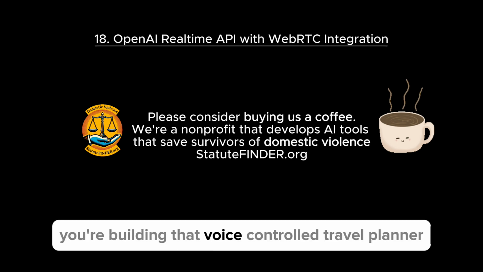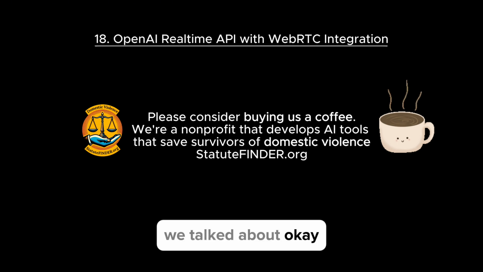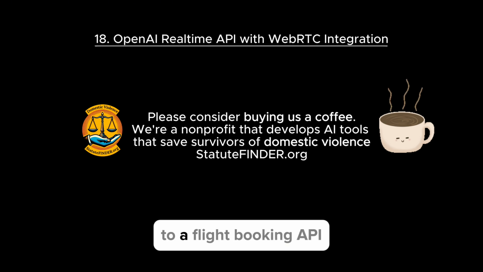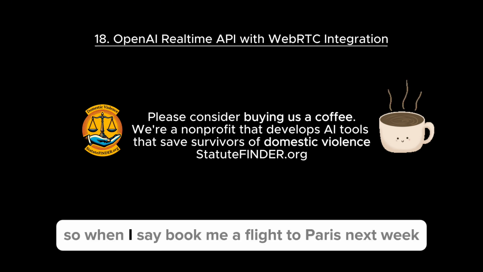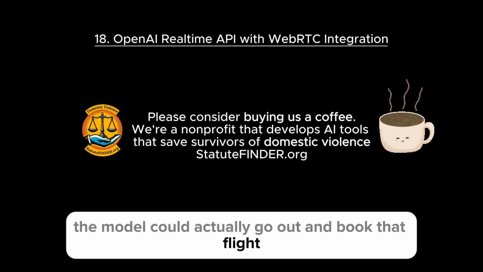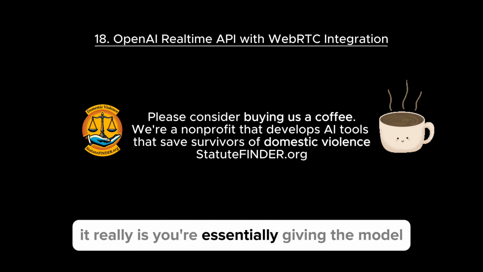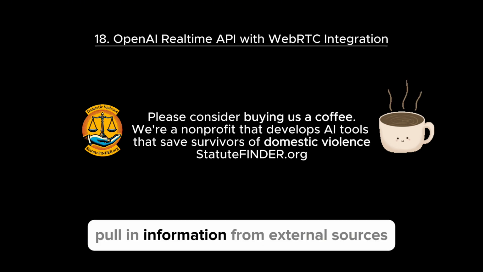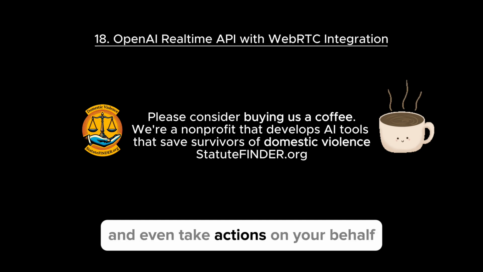Imagine you're building that voice-controlled travel planner we talked about. You could use function calling to connect the model to a flight booking API. So when I say book me a flight to Paris next week, the model could actually go out and book that flight for me. That's incredible. It really is. You're essentially giving the model access to the real world. It can understand your request, pull in information from external sources, and even take actions on your behalf.